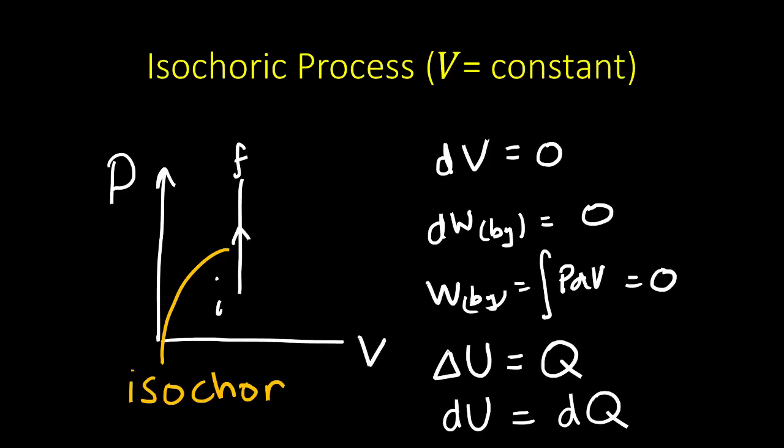First, an isochoric process has constant volume. Its curve on a PV diagram is a vertical line and is called an isochore. Since the volume does not change, the gas does no work. The area under a vertical line is 0, and dV equals 0 at each step. Hence W by equals 0, and by the first law, delta U equals Q for the process, and dU equals dQ at each step.